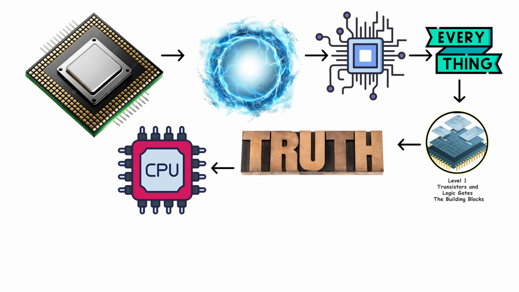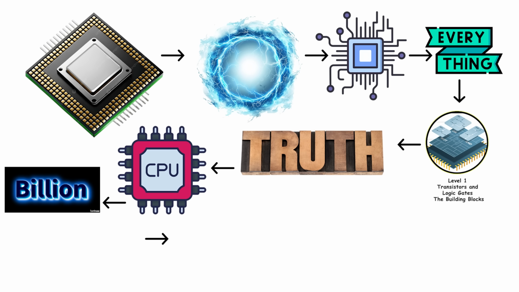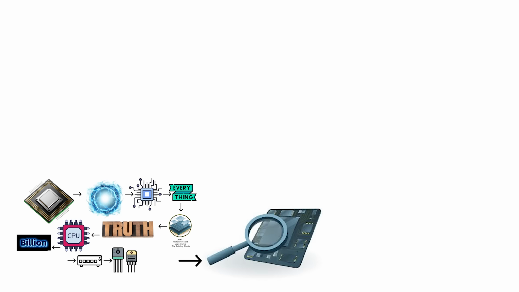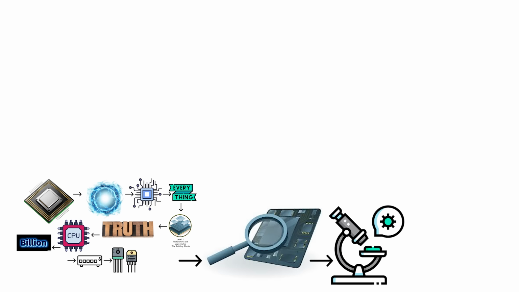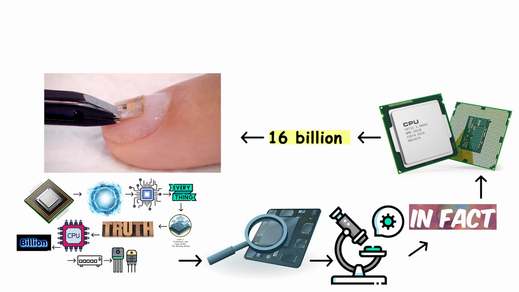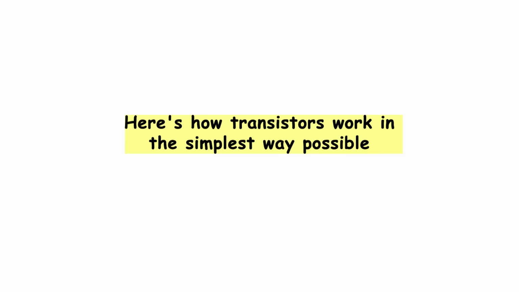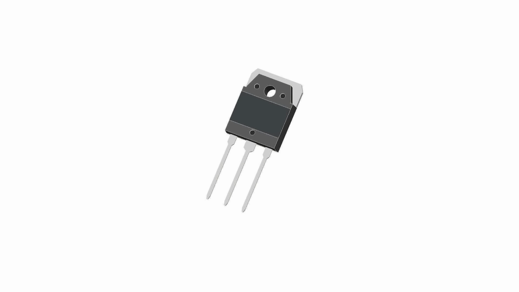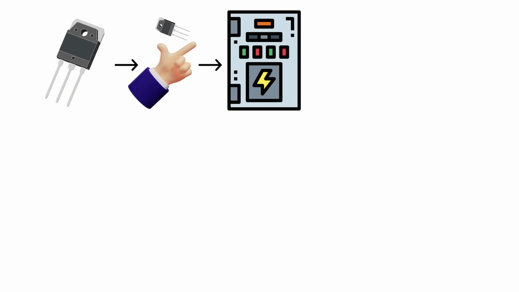The truth is, CPUs are built from billions of tiny switches called transistors. These transistors are so small you'd need a microscope to see them. In fact, modern CPUs have around 16 billion of them packed into a chip the size of your fingernail. Here's how transistors work in the simplest way possible. A transistor is like a light switch, but instead of your hand flipping it, electricity controls it.